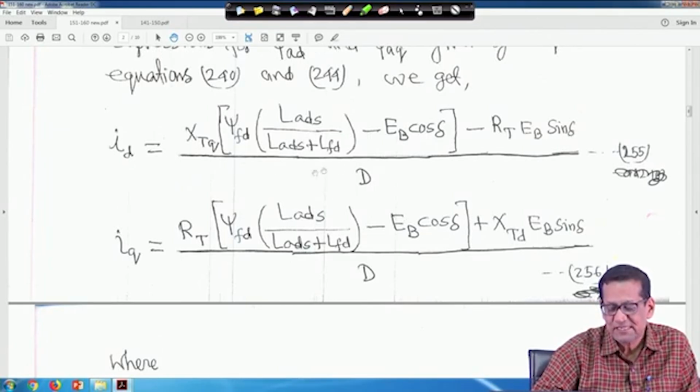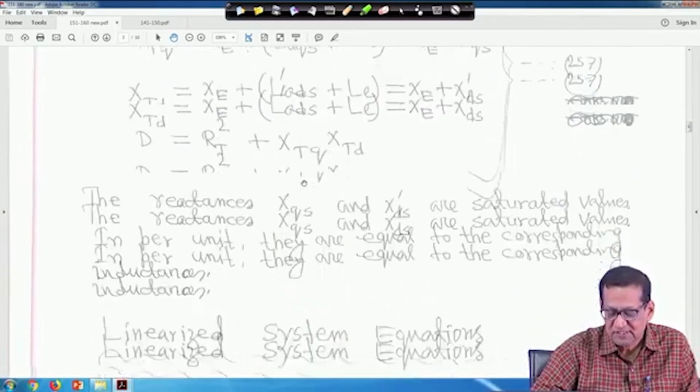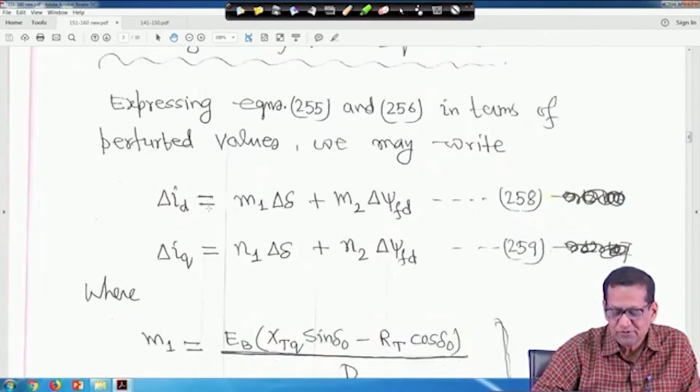Two variables are here: one is psi FD, another is delta. Other things are constant. So if you do so, delta ID is M1 delta delta plus M2 delta psi FD, which is equation 258, and delta IQ becomes N1 delta delta plus N2 delta psi FD, which is equation 259.